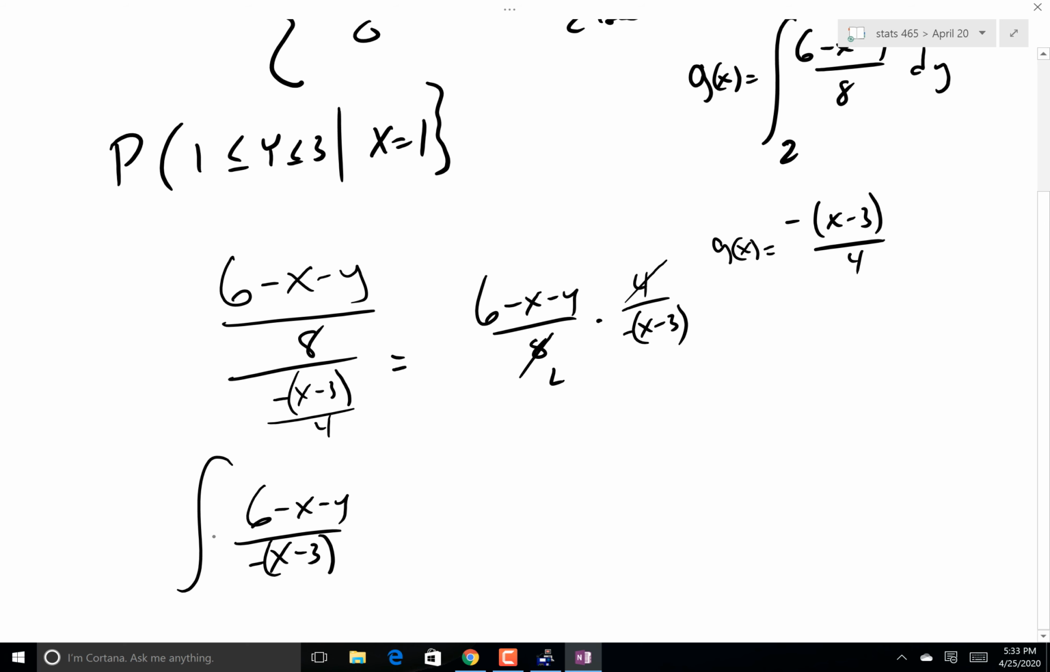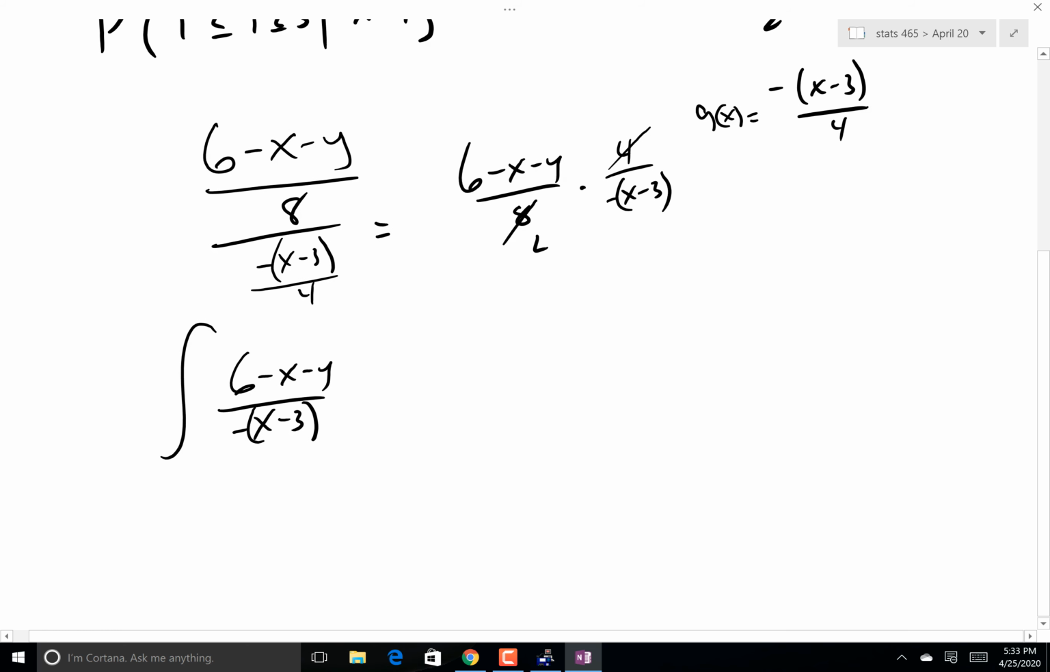Okay, so I'm going to integrate this here. Are you with me? I'm going to integrate it with respect to y this time, from 1 to 3. But what about my x's? Well, we were just told that x equals 1. So this is going to become 5 minus y on top, over 1 minus 3, which is negative 2, so positive 2.